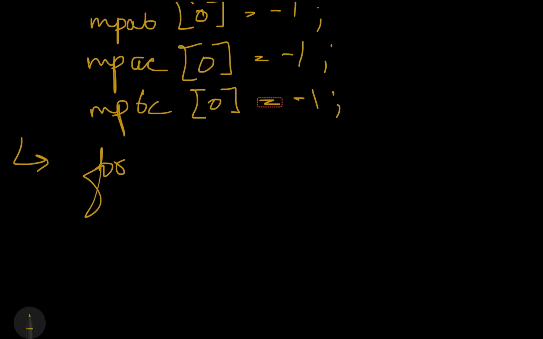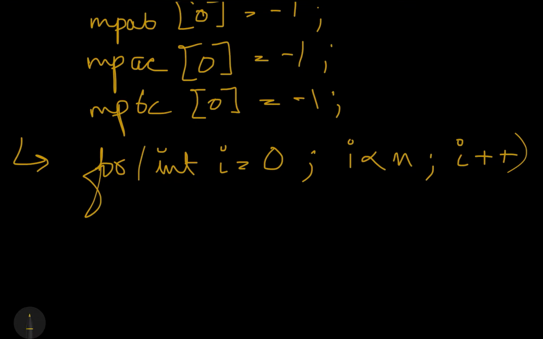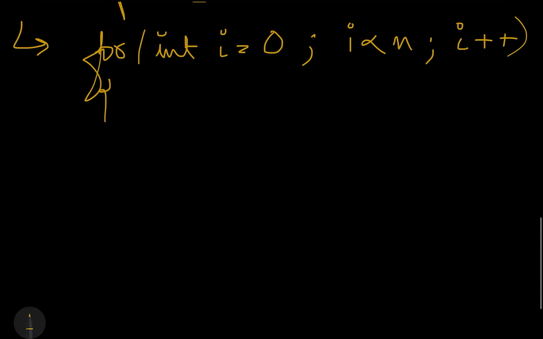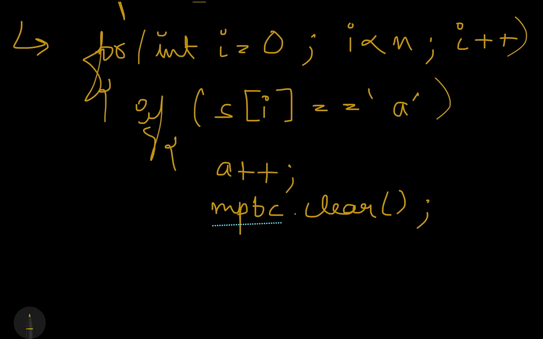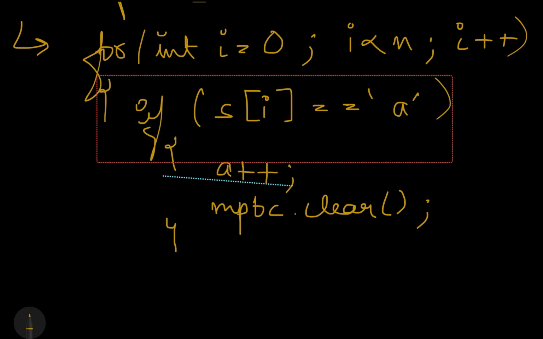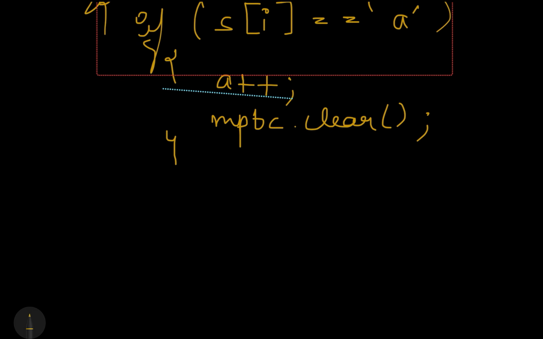Now we'll start our main logic, which is to iterate through the string, for i less than n, i plus plus. What would be the first logic? If our character is equal to A, then we do A plus plus, and we'll clear our map BC. Why we clear it? Because we have encountered A, so there is no possibility that only BC pairs exist.